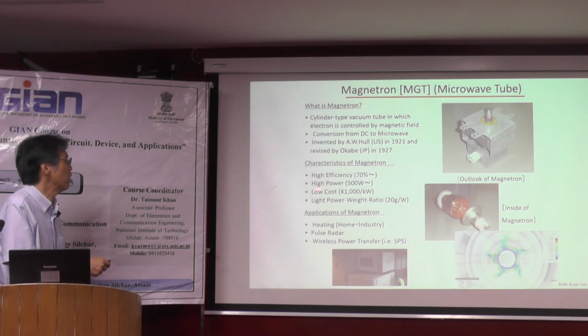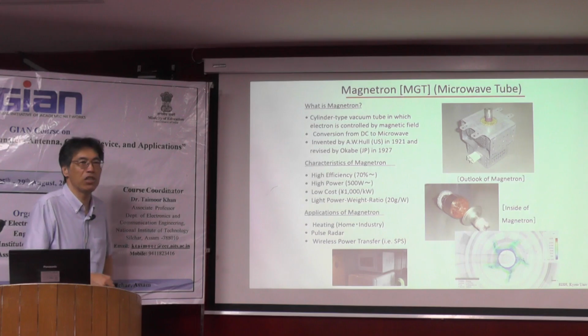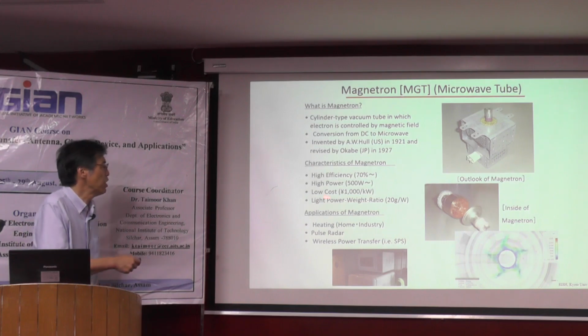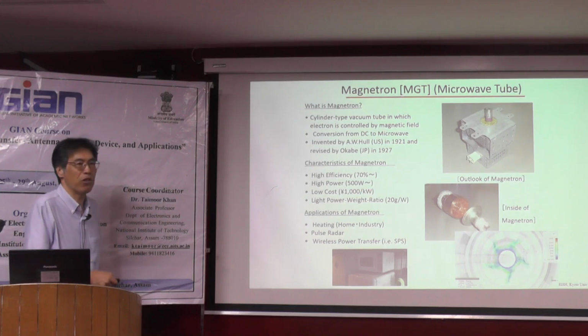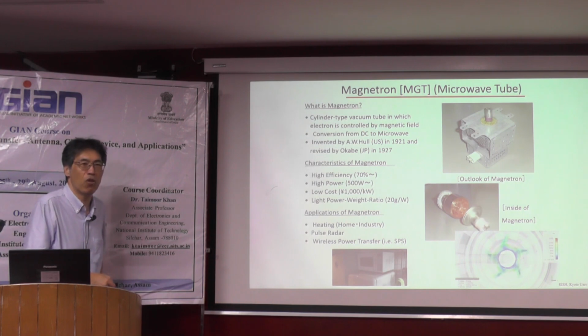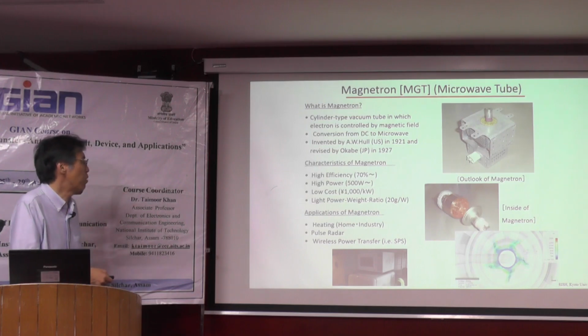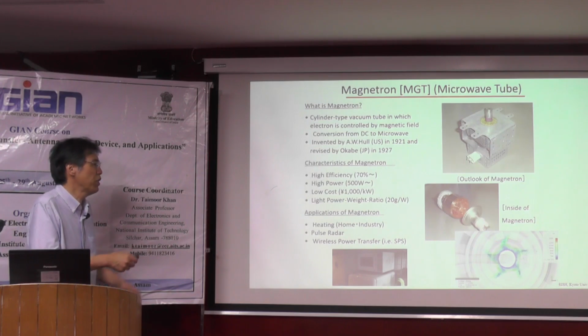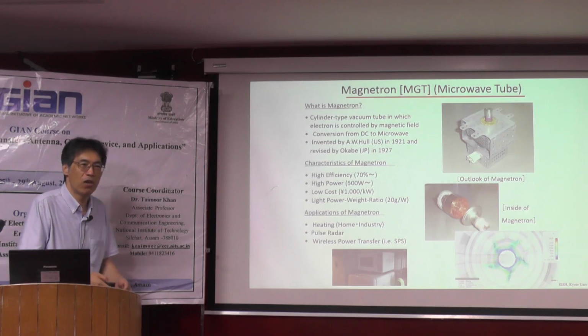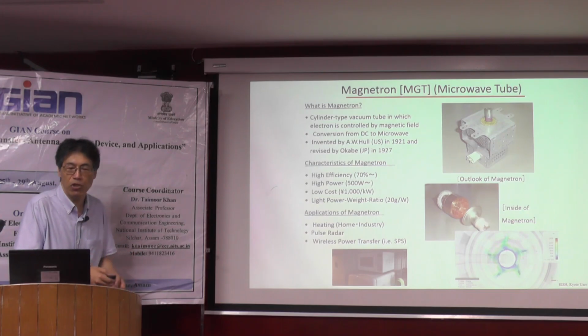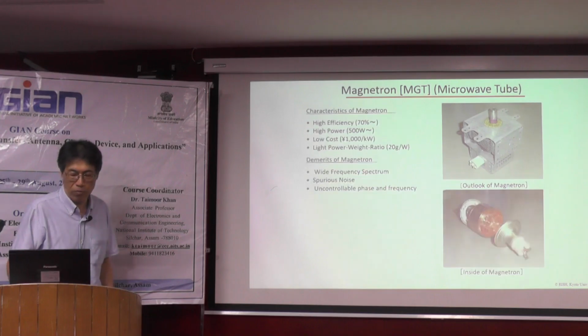And this one magnetron can generate over 500 watts or 1 kilowatt. So these parameters of the magnetron are very excellent compared to other microwave devices: cost, efficiency, power. But the only problem is we cannot control the phase, or the aperture itself, of the magnetron.